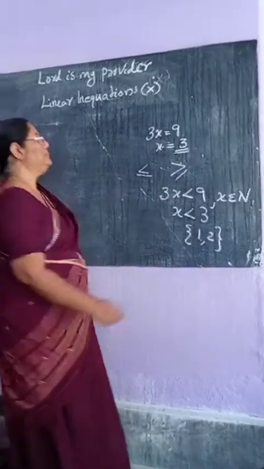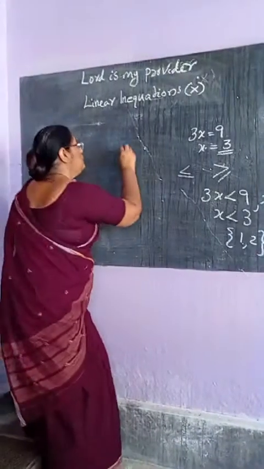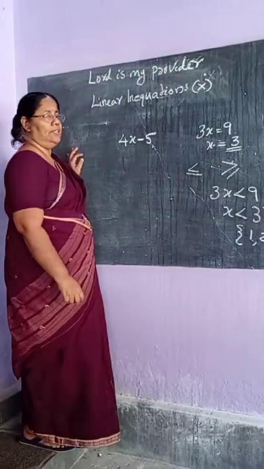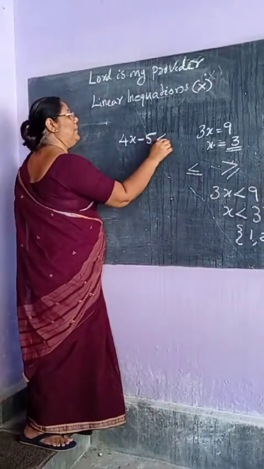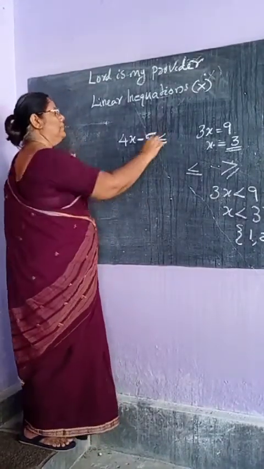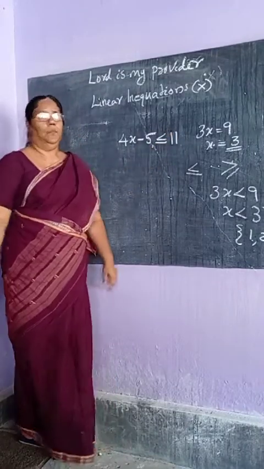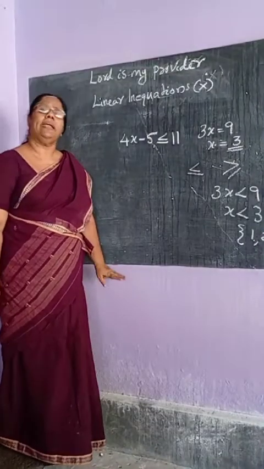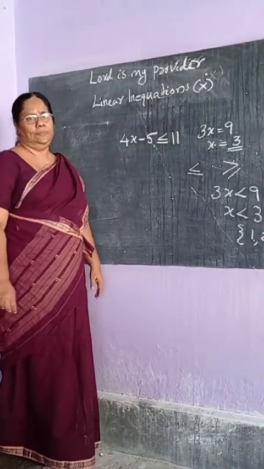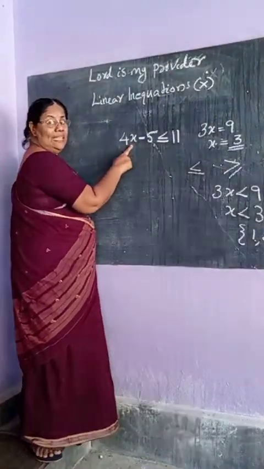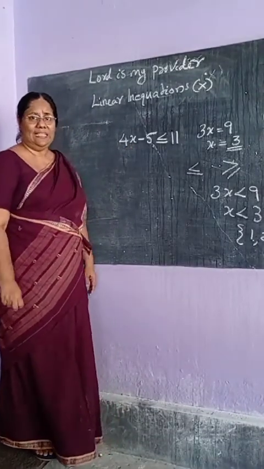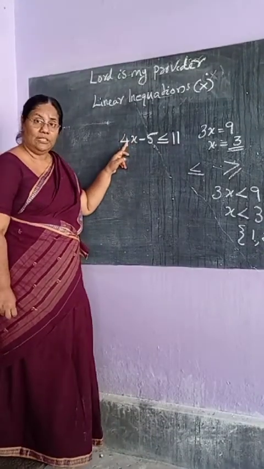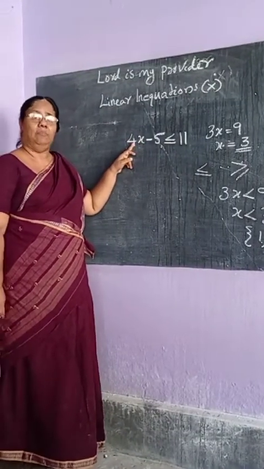Look here. 4x minus 5 is less than or equal to 11. Our aim is to solve for x here also. 4x is a positive number, isn't it? Here the x term contains this one, therefore 4x is positive. Therefore keep that x term there.